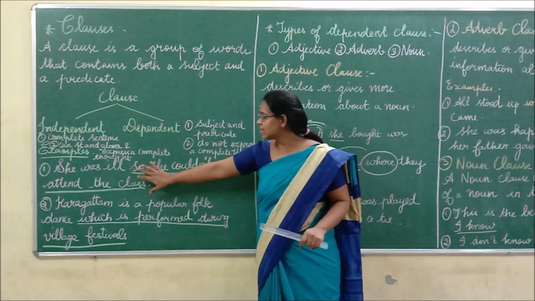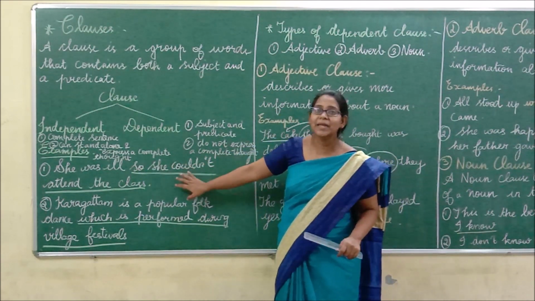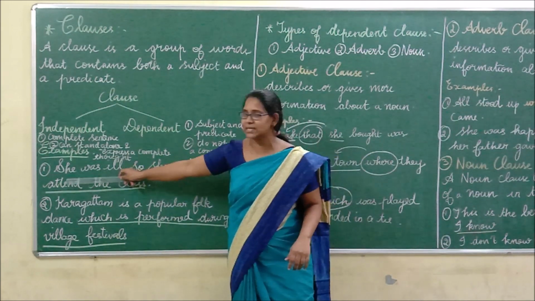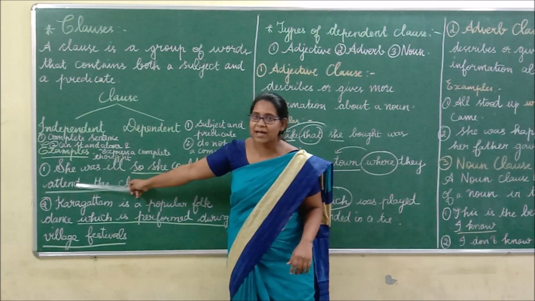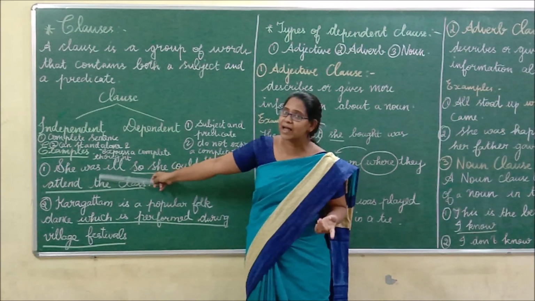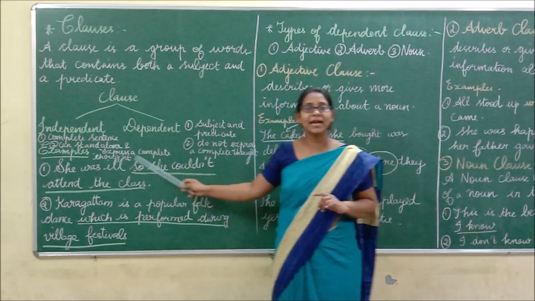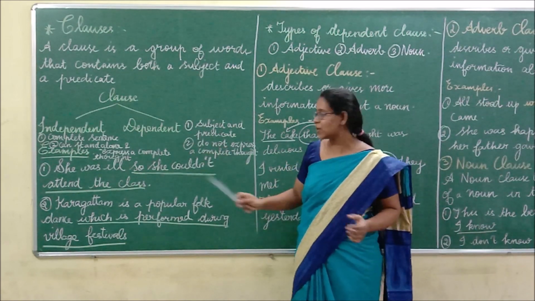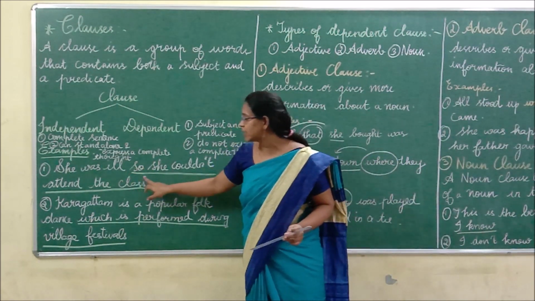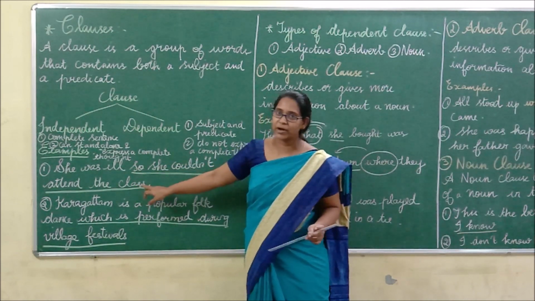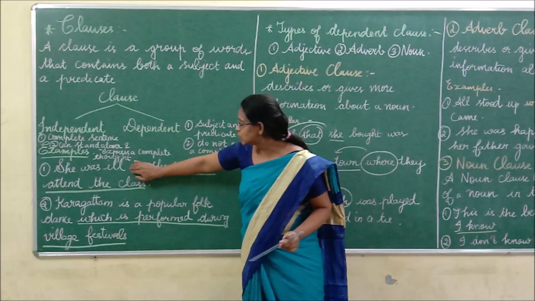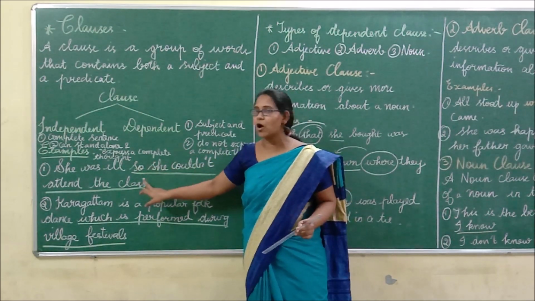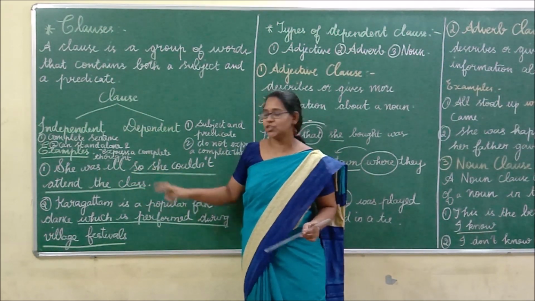So we can call this a dependent clause, and this an independent clause. What is the other name of independent clause? Main clause. What is the other name for dependent clause? Subordinate clause. From "so" till "class," this is a subordinate clause. So it is called a subordinate conjunction.